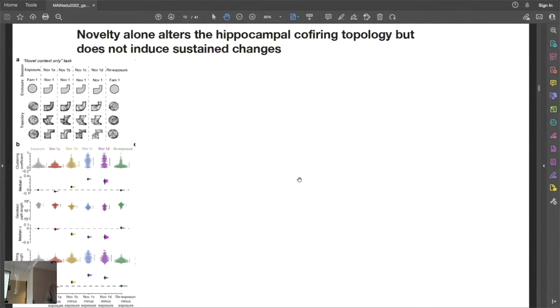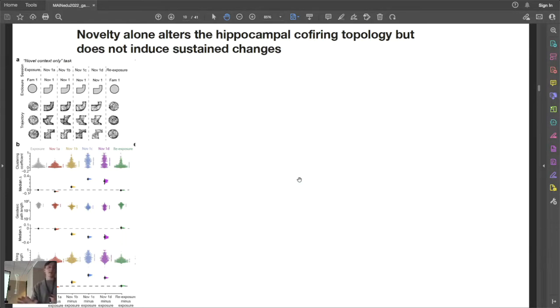Now, to look a bit more into that and to control some factors, what we did was set up different tasks. So for example, here, which we called the novel context only task, the animal is always exploring the familiar environment at the beginning and the end, but then is just seeing the same novel environment 4 times.